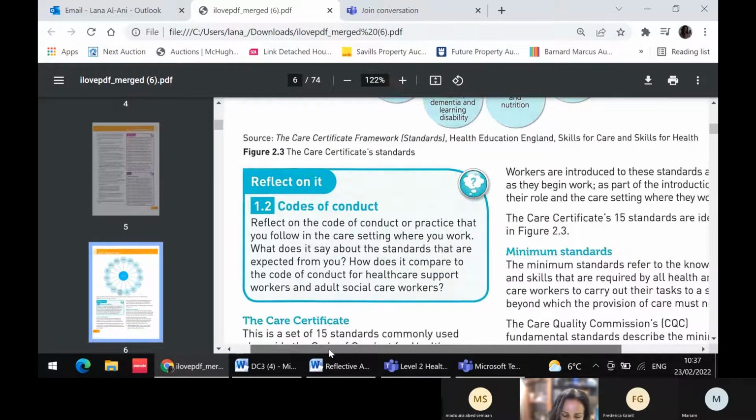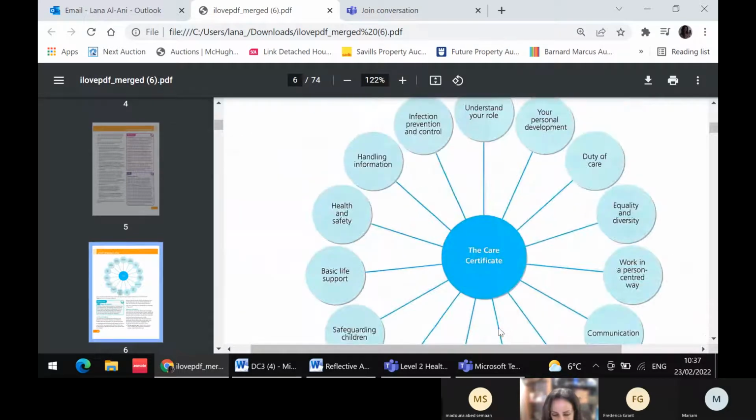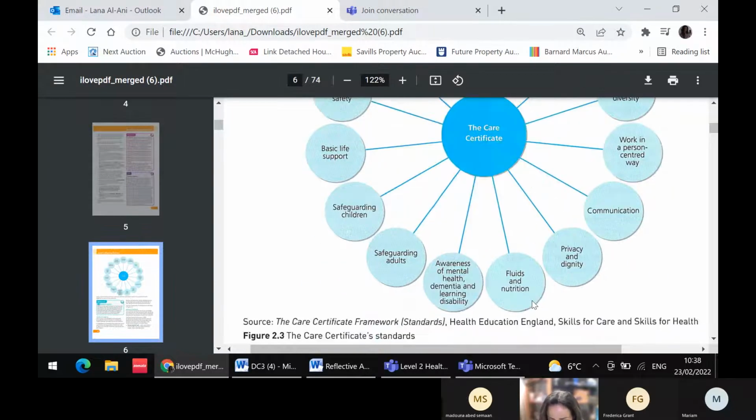Okay, where is figure 2.3, which is here? So the 15 standards are here. You can write about them as well. First of all, you need to understand your role. Second, your personal development, to continue your personal development. Number 3 is your duty of care. Number 4, equality and diversity. Number 5, work in a person-centered way, and communication, privacy and dignity.